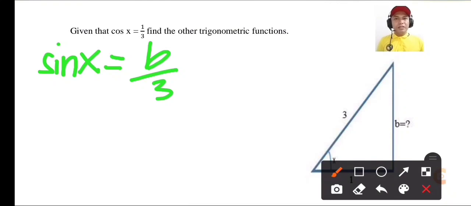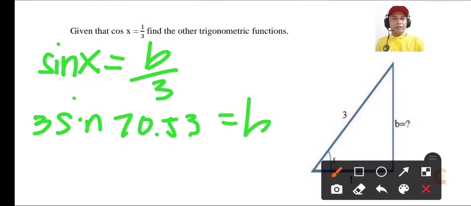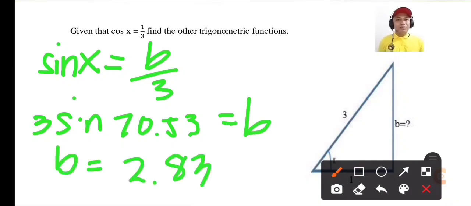But the value of x is 70.53. So we have 3 sine 70.53 is equal to the value of b. So the value of b is 2.83, or the length of b is 2.83 or 2.828.